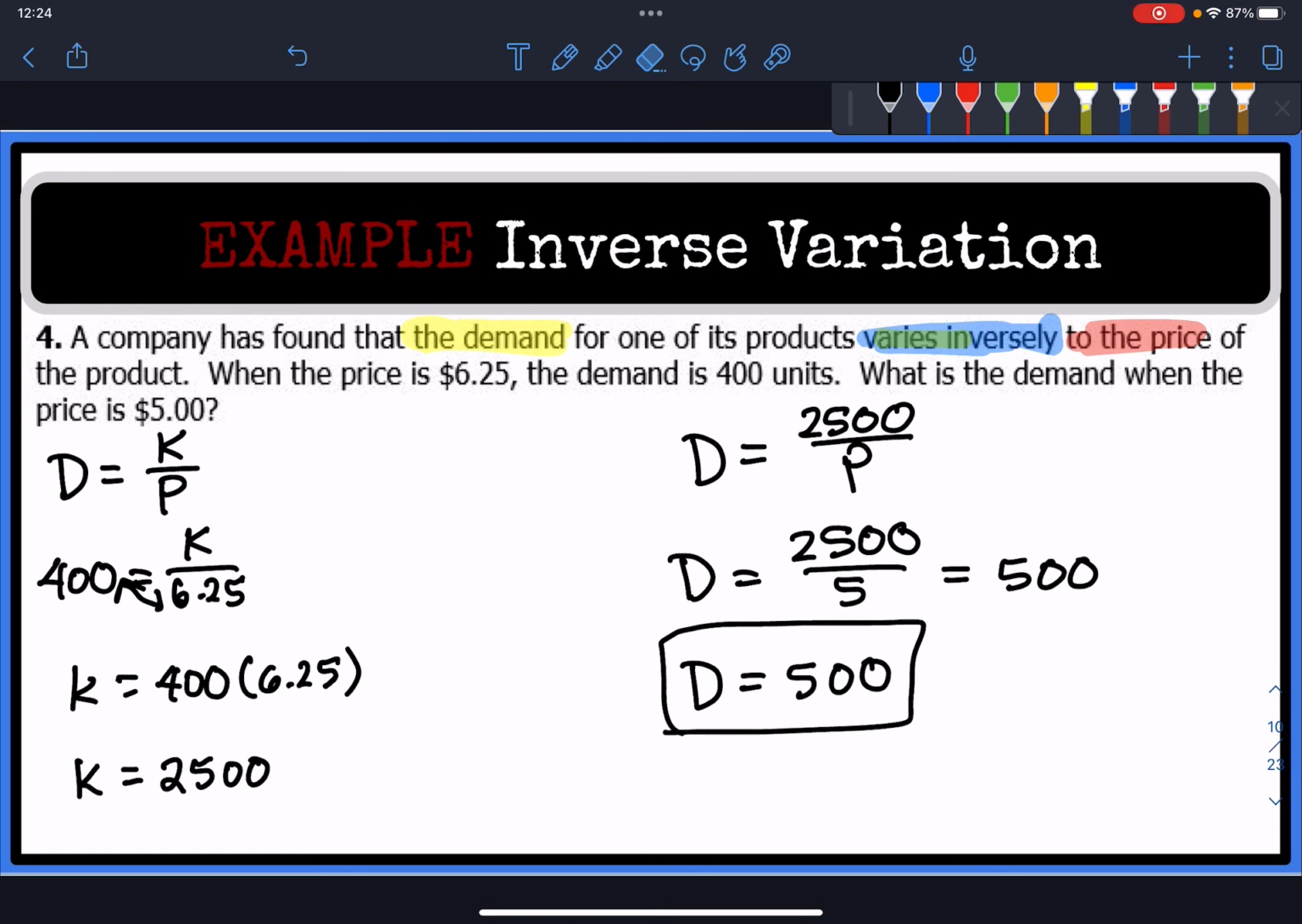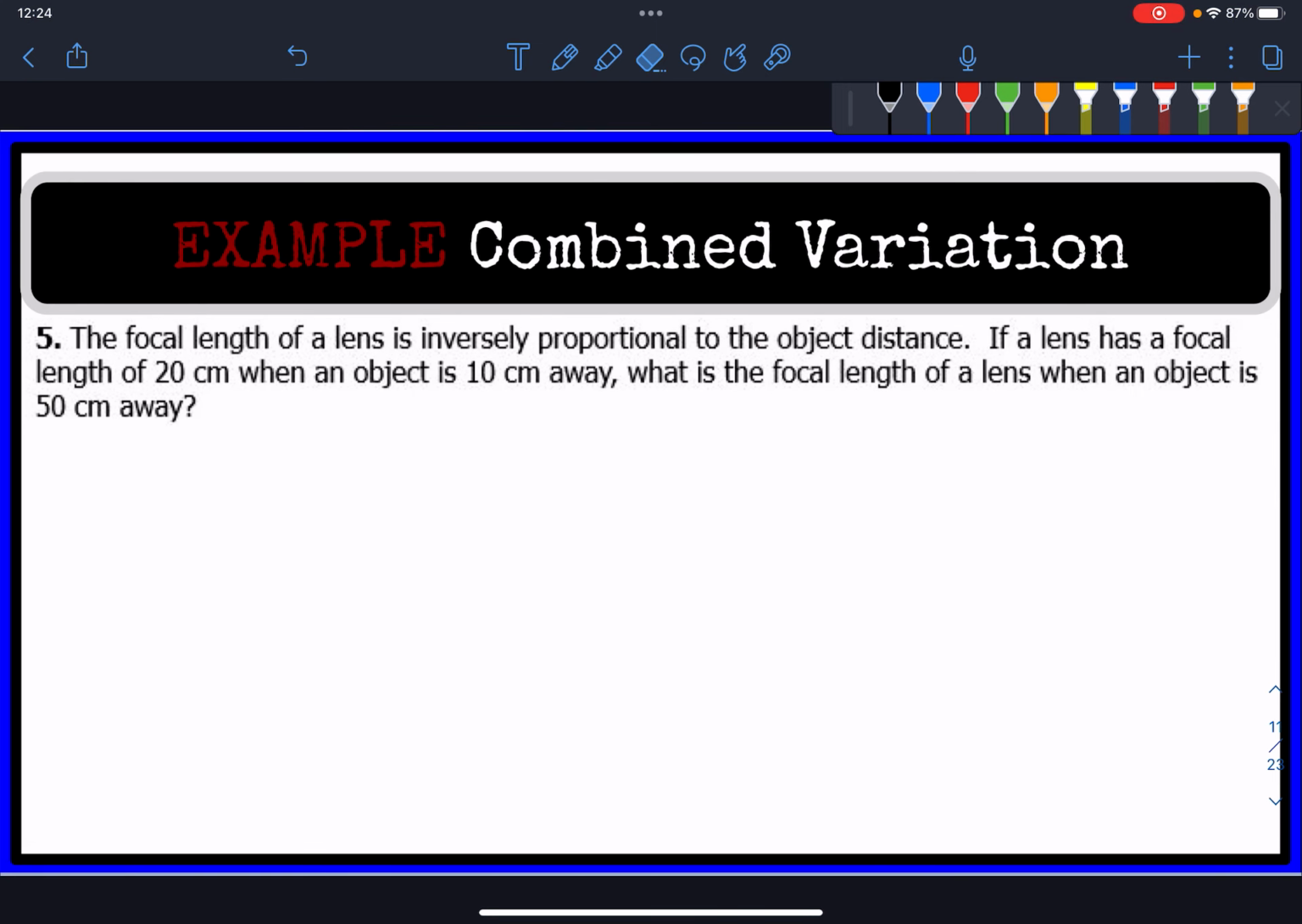Well, let's move on, and let's now look at another example. Now, in this next example, we can now combine variations. Well, I'm sorry, not combine. This is another example of an inverse variation. Let's say that the focal length of a lens is inversely proportional to the object's distance. So the focal length is inversely proportional to the object's distance.